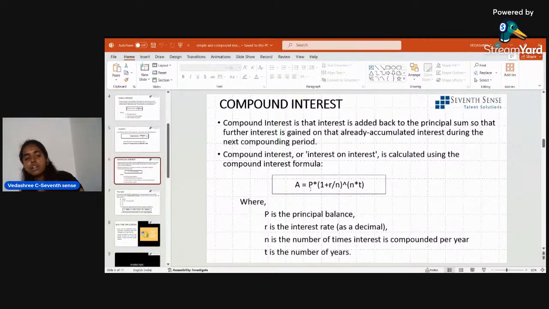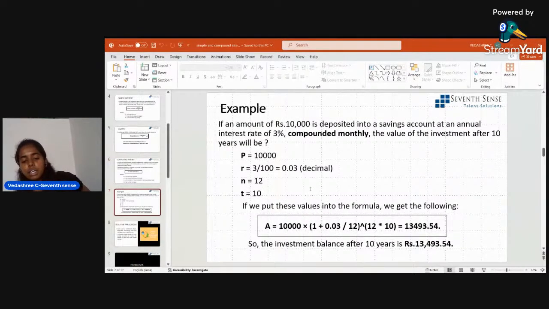Okay, this is the formula to calculate the compound interest: P into (1 plus R divided by N) to the power of N into T. Here P is the principal balance, R is the interest rate, N is the number of times the interest is compounded per year, and T is the number of years. So next, we'll consider one example related to compound interest.